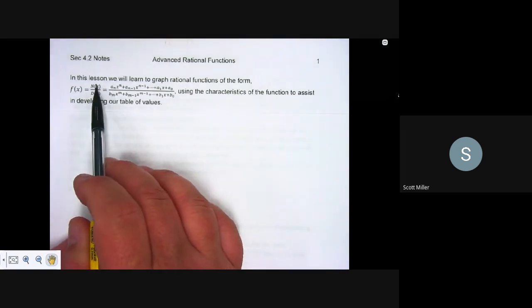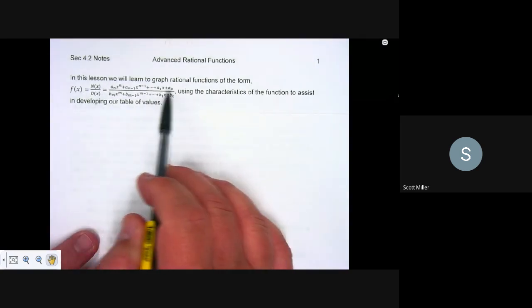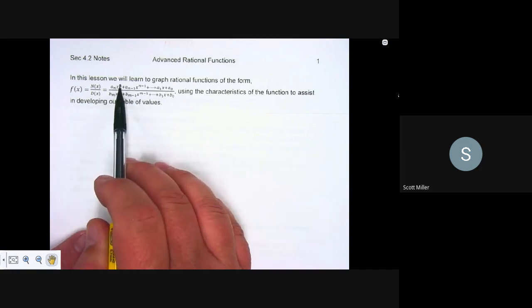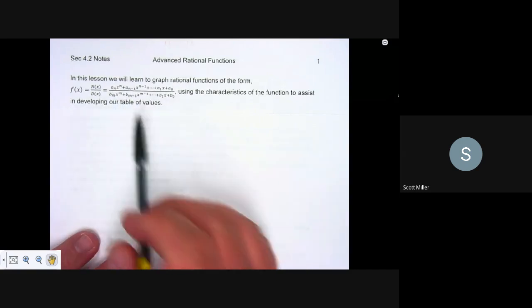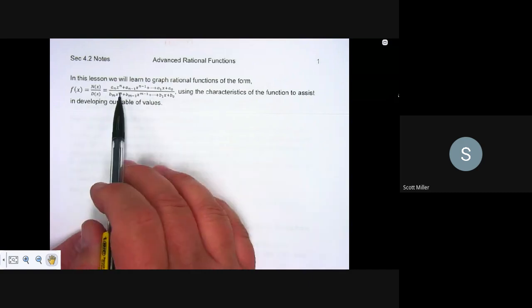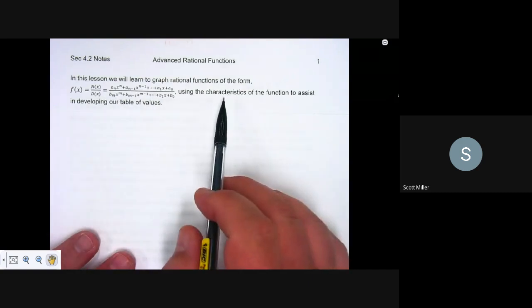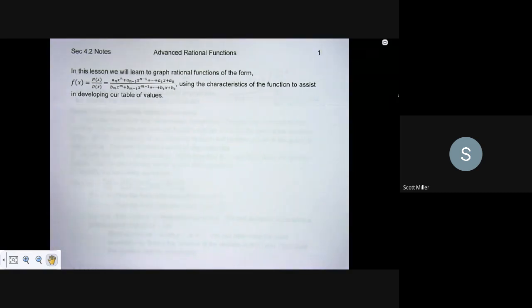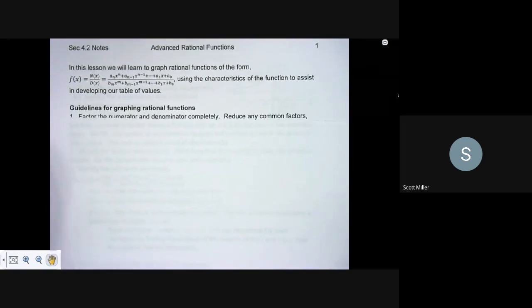It's just that, in this case, the polynomial is in your general form, a sub n, x to the n, and so forth and so on. Okay, and then we have a different exponent down below. And so we're going to look at this and see what we can do here to help us graph these types. Okay, so what are the guidelines we're going to follow?